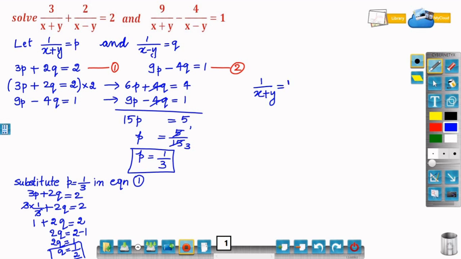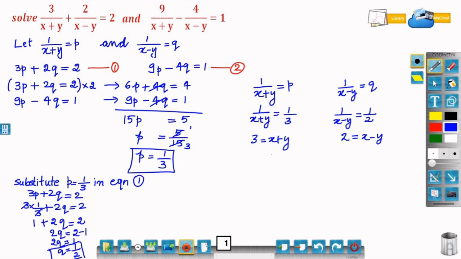Now we have taken 1 by x plus y is equal to p and 1 by x minus y as q. Now 1 by x plus y is equal to 1 by 3, and 1 by x minus y is equal to 1 by 2. So cross multiply, 3 is equal to 1 into x plus y, that is x plus y. 1 into 2 is 2, 1 into x minus y is x minus y. Now we have two equations here, 3 and 4. We have two unknown terms, that is x and y. We have to solve these equations by elimination method.